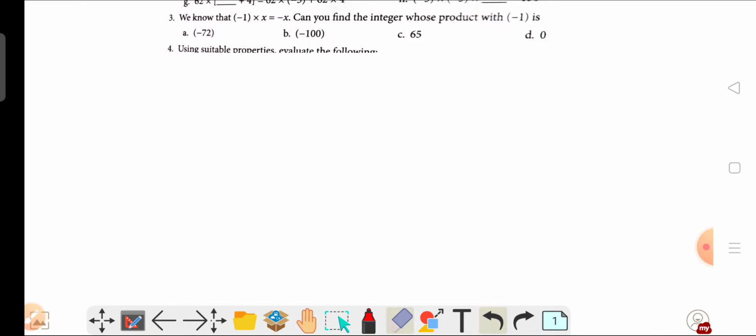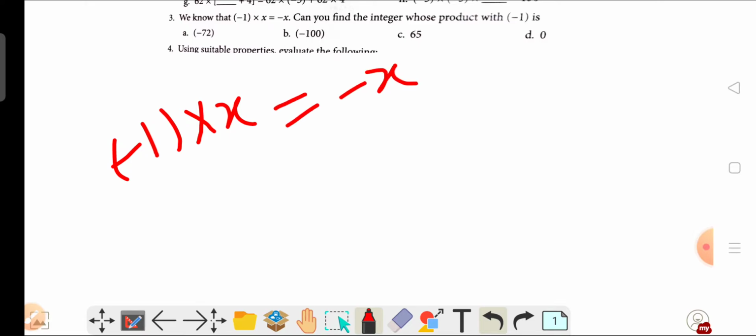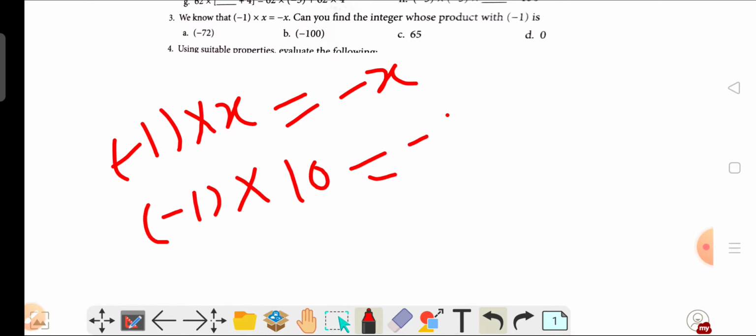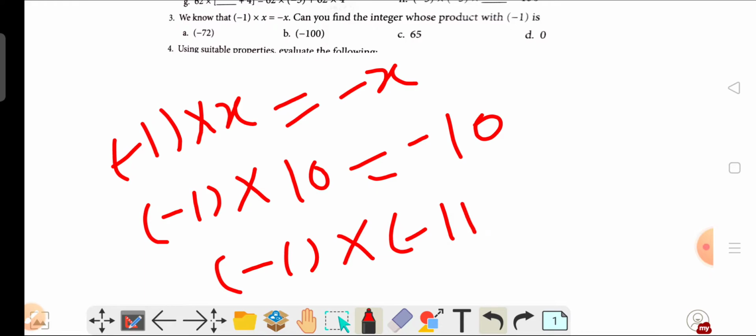So the third question is, we know that if we multiply minus 1 to x, and x is any number, then the resultant is minus of that x. It means beta, when you multiply minus 1 to 10, it will become equal to minus 10. And if you multiply minus 1 to a negative integer, say minus 11, then it will become plus 11.